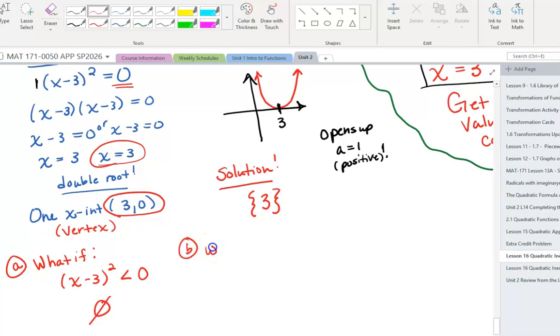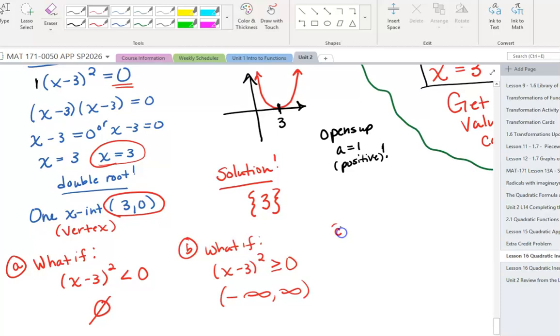Let's look at another what if. What if it had been x minus 3 squared is greater than or equal to 0? Well, in this case, it's greater than 0 on either side of 3. It's equal to 0 at 3. And so this is going to be all real numbers.